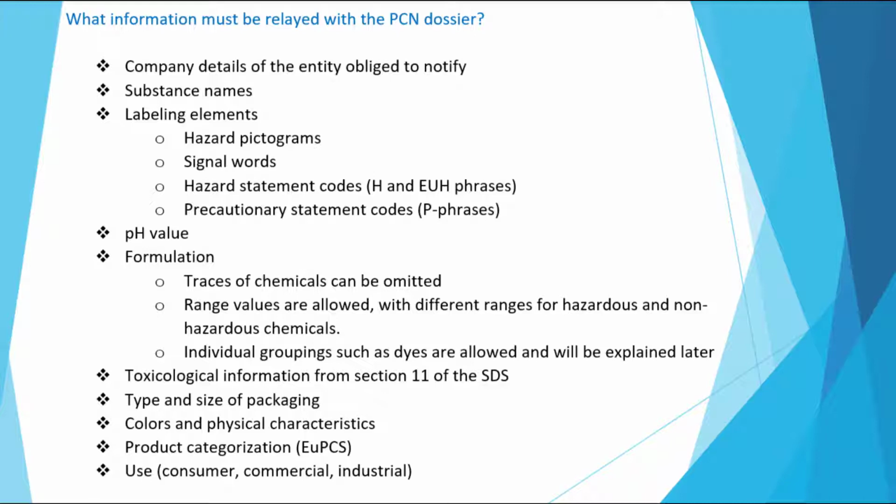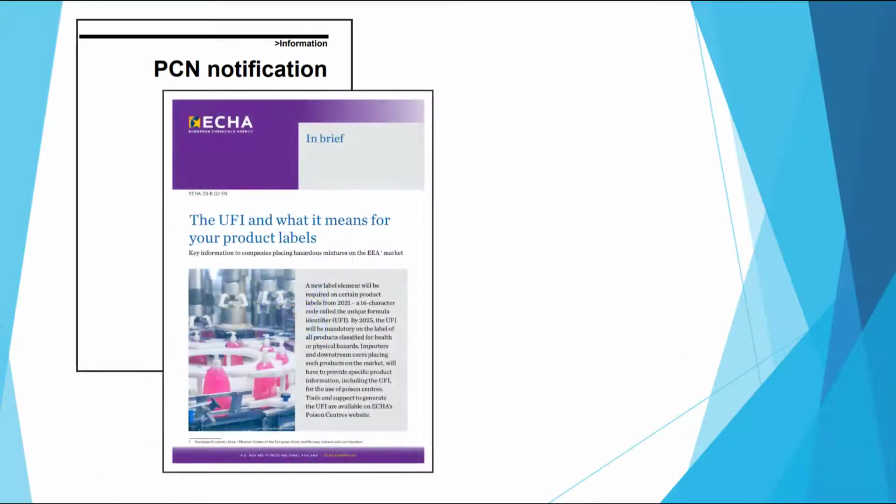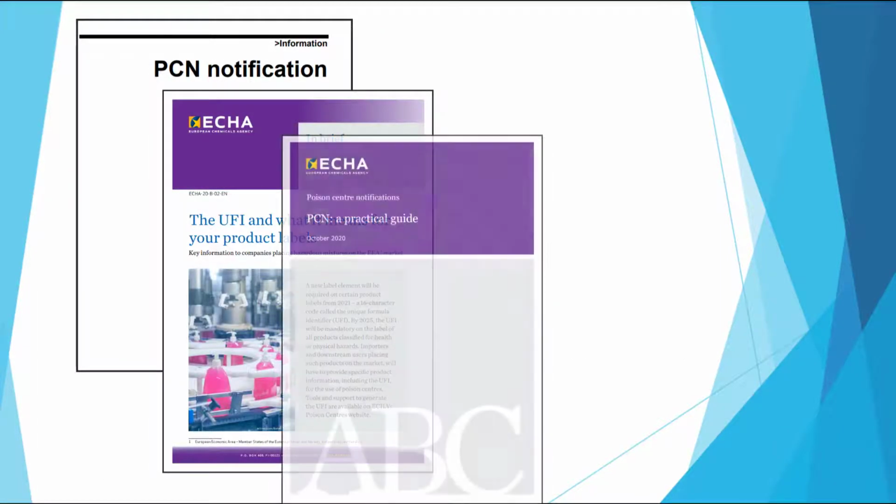The recipients of these PCN dossiers are exclusively public authorities. According to ECHA, there is no risk that unauthorized persons could obtain this data. If you wish to have more information, you can find it at ECHA or in the downloads on our website. There is also a plethora of publications from other organizations that you can easily find on the Internet.